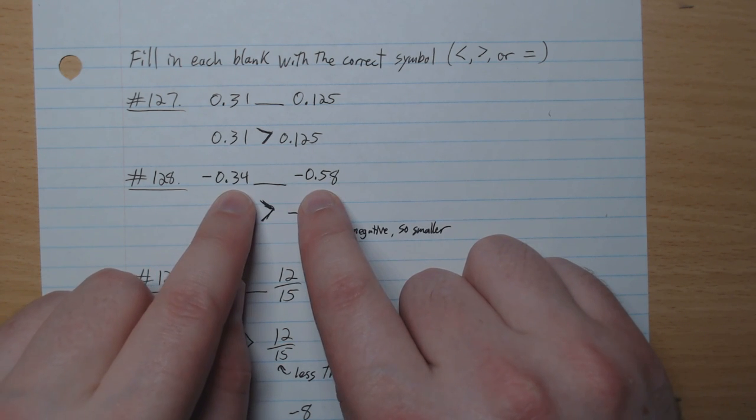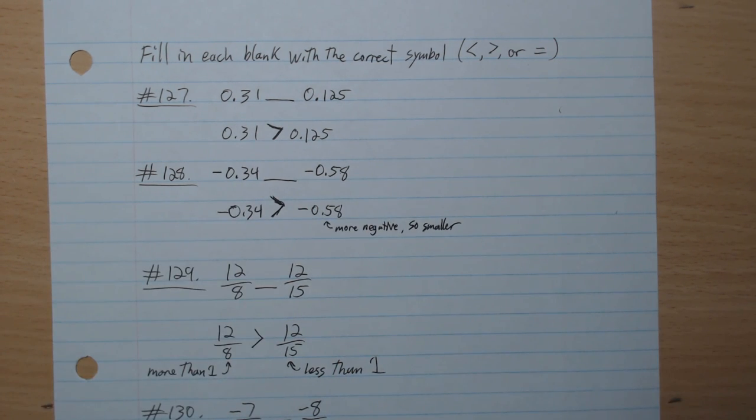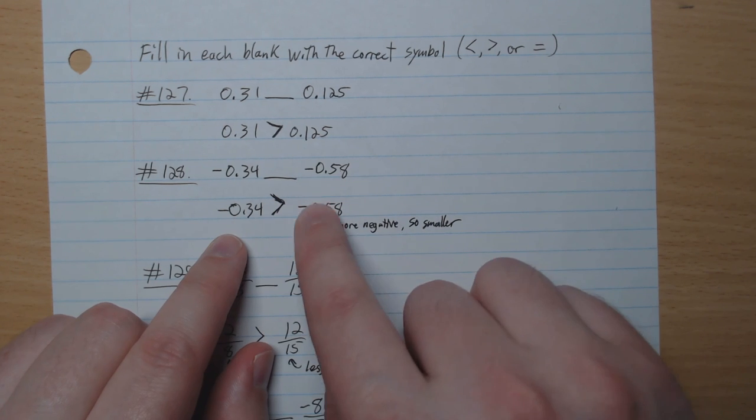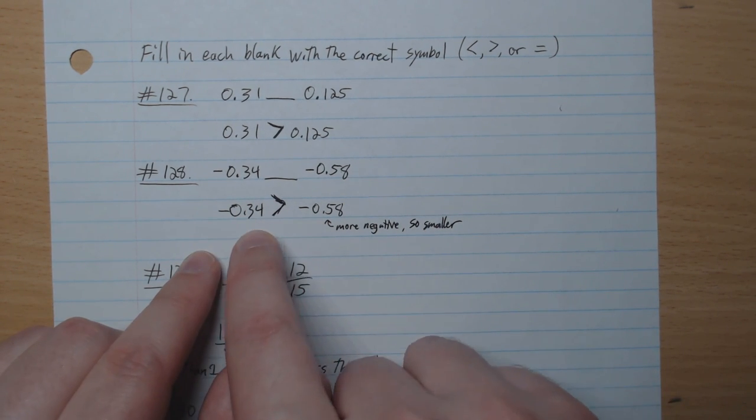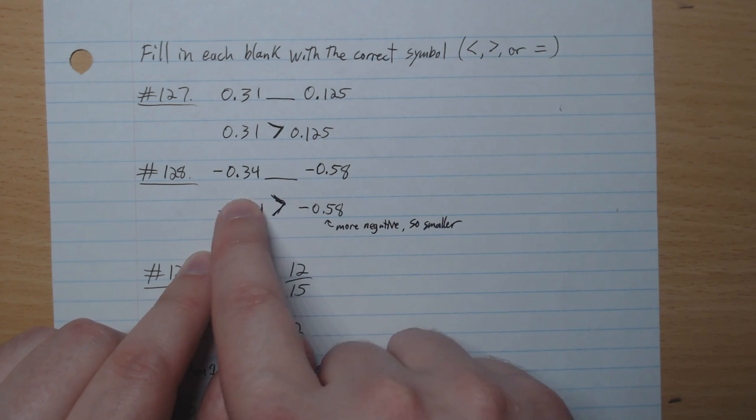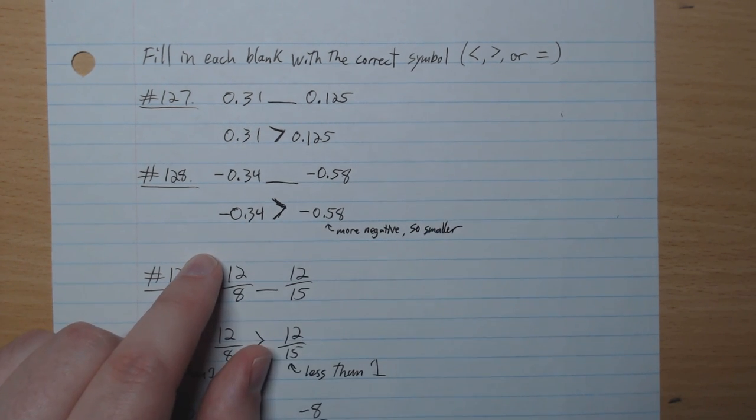So now let's look at the next one. Minus 0.3 and 5 as such. The larger it is negative, it's more negative, so it's smaller. So the bigger one, which is closest to the positive values, is this one. So it's this symbol as such.